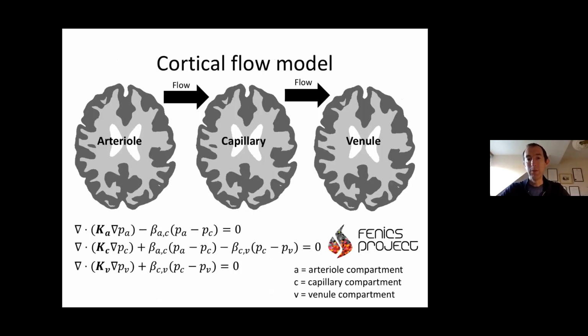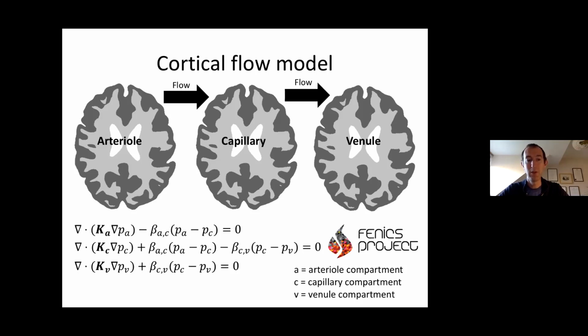So once we've done that, I'm going to start to think about how we actually implement this. So here's our brain. This is a slice through a brain, and you can see the grey matter and the white matter, and then the ventricles in the middle. And we have an arteriolar compartment, and a capillary compartment, and a venous compartment. And these exist at every point in space. So every point in space has some kind of averaged arteriolar compartment, some kind of averaged capillary compartment, and some kind of averaged venous compartment.